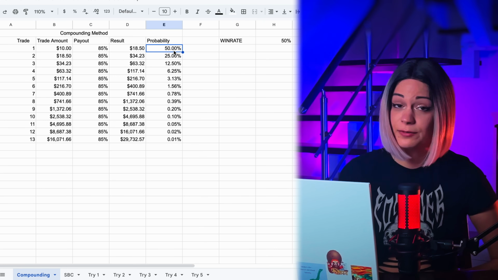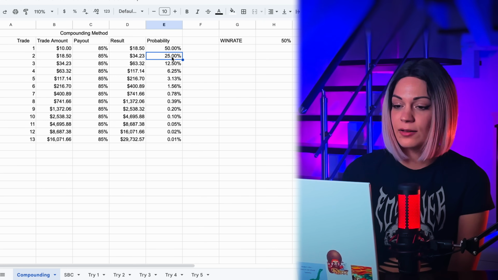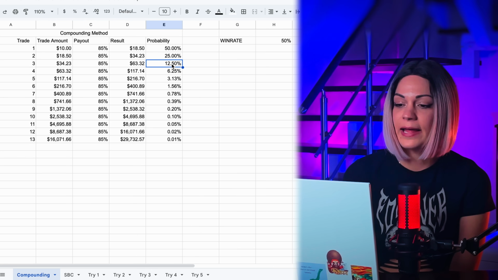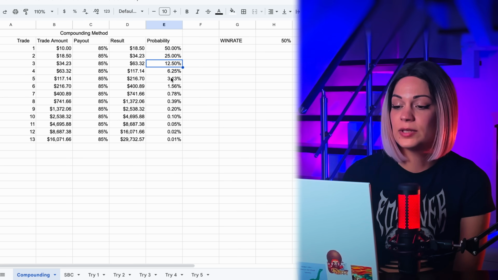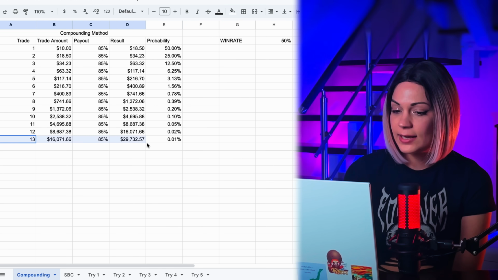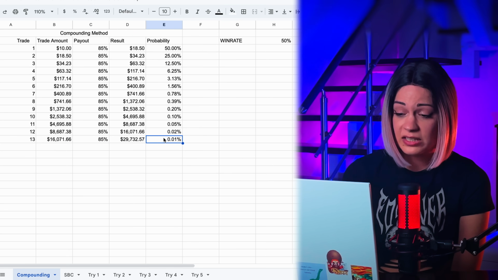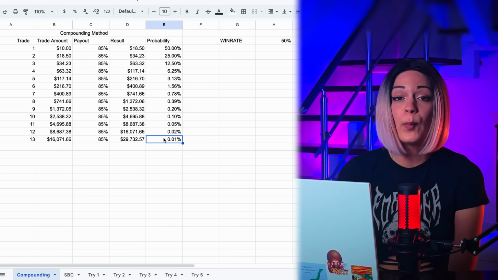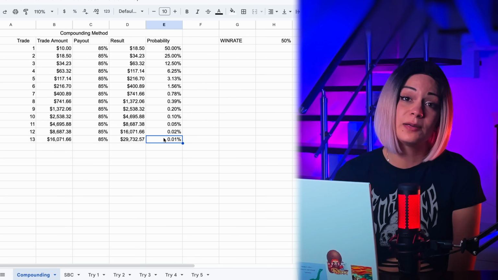The first one is going to be 50%, the second one is going to be 25%, and 3 deals in a row closed in black are going to be 12.5%. And with each next step, the probability of you closing the deal in black is dropping. And at the 13th step, the probability is basically equal to 0. It's going to be 0.01%, which basically means that it's nearly impossible to do.